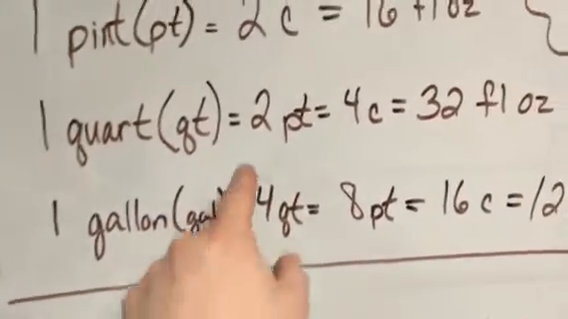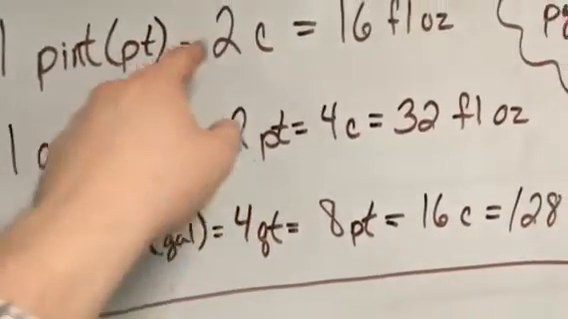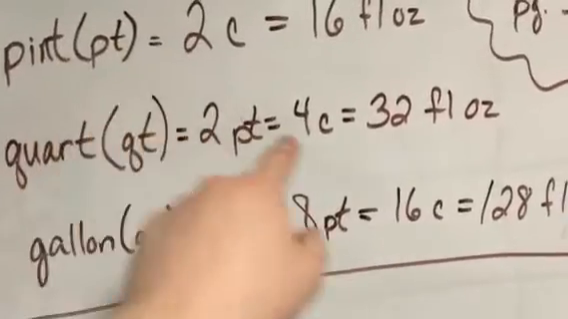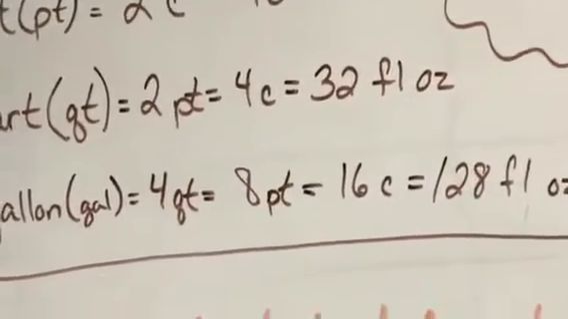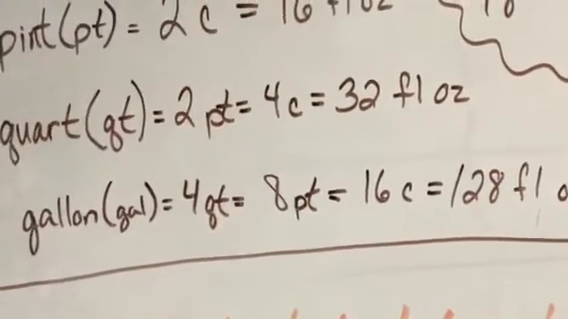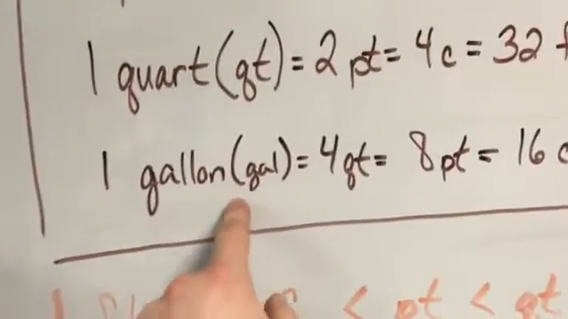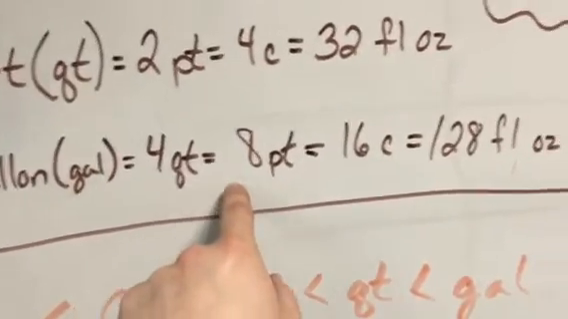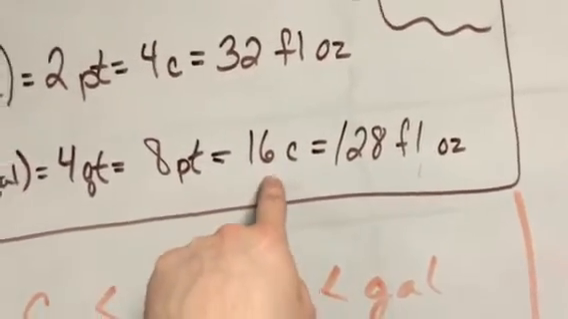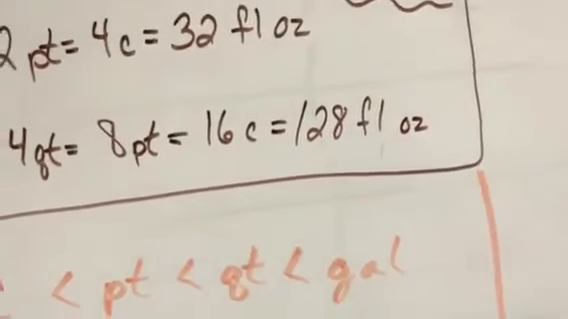Then we have a quart, abbreviated QT, and the quart has 2 pints. If there are 2 cups in 1 pint, 2 pints would have 4 cups and 32 fluid ounces. 1 gallon, which is GAL, equals 4 quarts, which equals 8 pints and 16 cups and 128 fluid ounces.